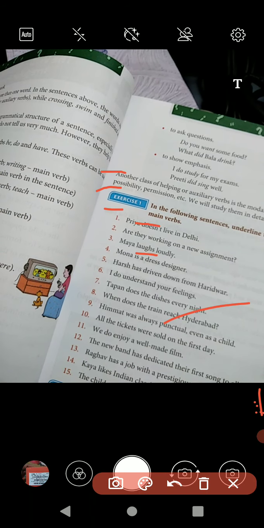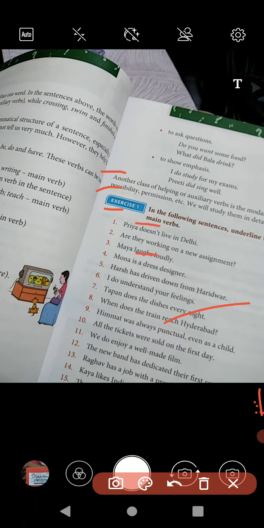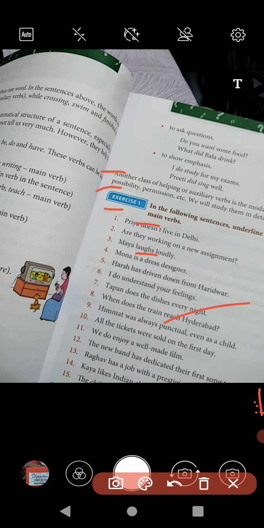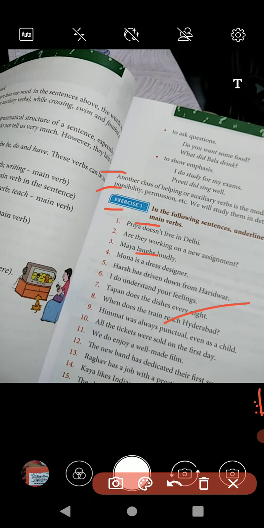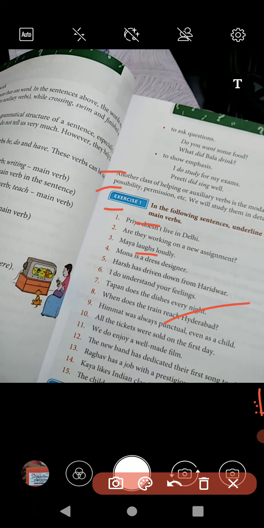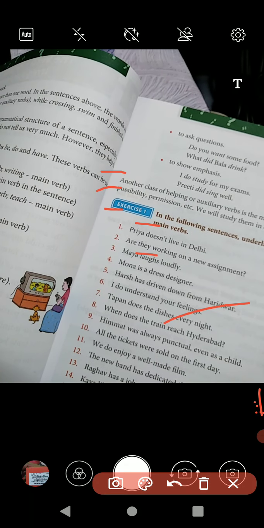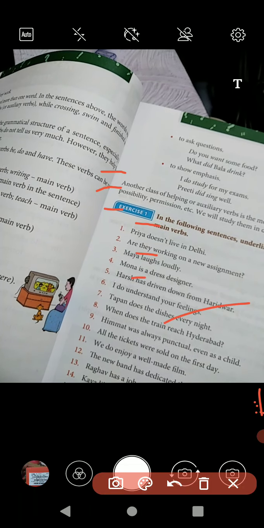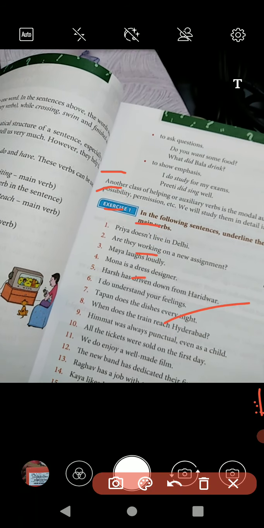Now the fourth sentence, Mona is a dress designer. So in this sentence, we have one verb that is called is. Mona is a dress designer.